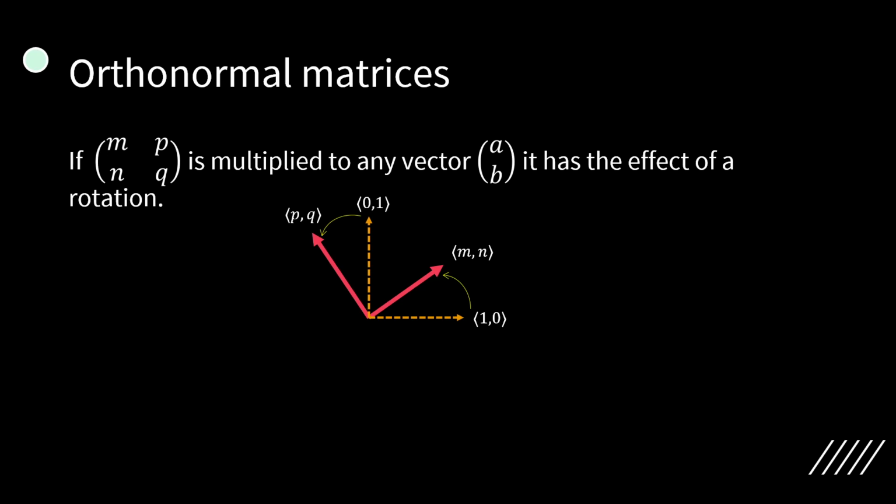Graphically, this also has the meaning of rotation. If you take the orthonormal matrix with entries m, p and n, q and multiply it by any vector (a, b), it has the effect of rotating by this amount shown in yellow. You can see that if you multiply (0, 1) by the matrix, you get (p, q). And if you multiply (1, 0), you get (m, n). Since this orthonormal basis is rotated to this orthonormal basis, this matrix multiplication must be a rotation.